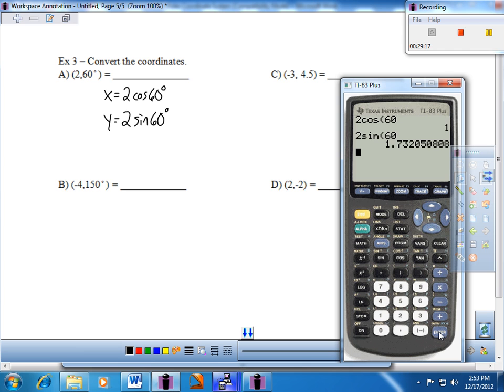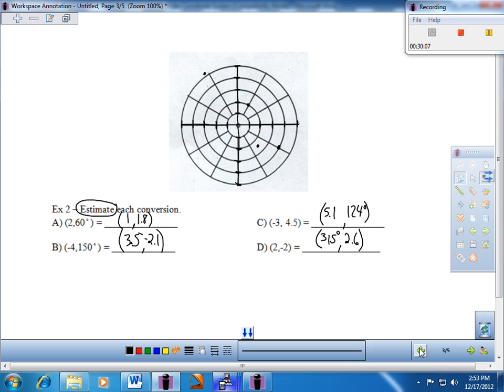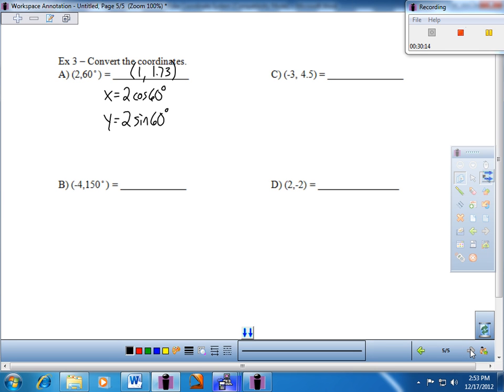Excellent. So let's put that in. This is 1, and this is actually the square root of 3, just so you know, because this would be root 3 over 2, and the 2's would cancel, so you get square root of 3. So I go back. All right, I said about 1 and 1.8. Pretty good. I would say 1 for 1 in terms of my estimations. So 2 comma 60 matches up to this rectangular pair right here. Let's do the negative 4 and the 150 degrees.